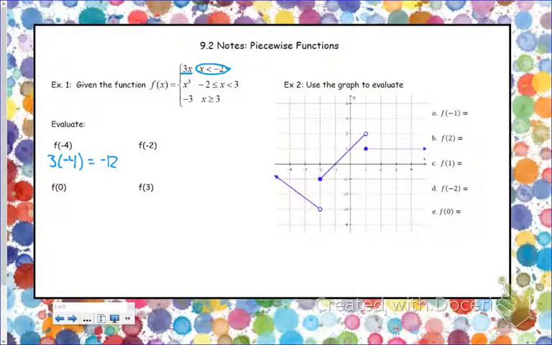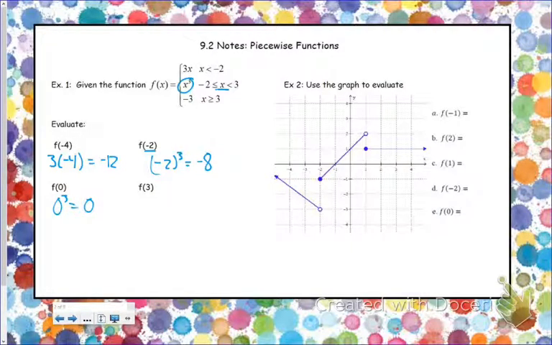All right, if I look at f of -2, well, this top function is only when x is less than -2. It's not less than or equal to. Because I need to know when it equals -2, I need to drop to this middle function, and I need to use x cubed. So I plug in -2 for x, and I get -8. All right, f of 0. f of 0 is going to be in between -2 and 3, so it falls on that second function as well. So 0 cubed is 0.